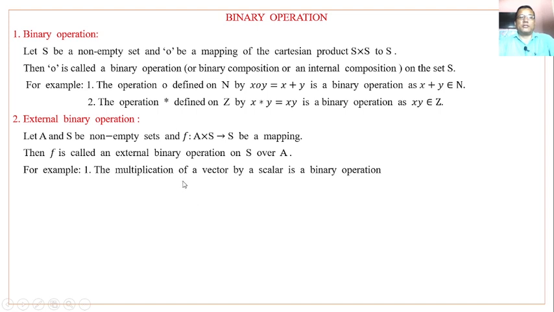For example, the multiplication of a vector by a scalar is a binary operation. This is an example of an external binary operation, on the set of vectors over the set of scalars.